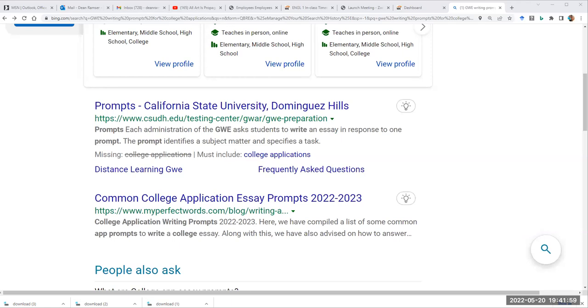Now notice that they use the word success, and they use the word compatible, and they use the word success twice. So what is success? How are you defining success? So you could read this prompt and put a definition for success.